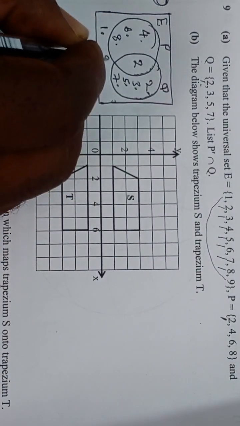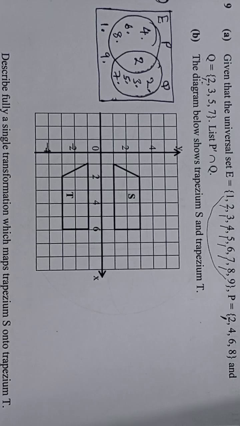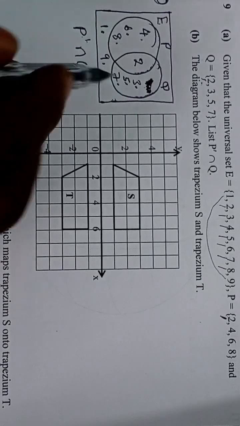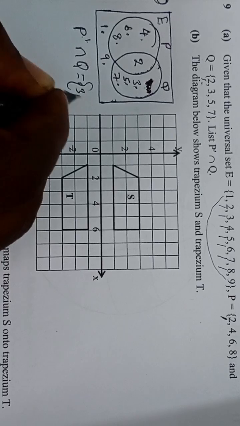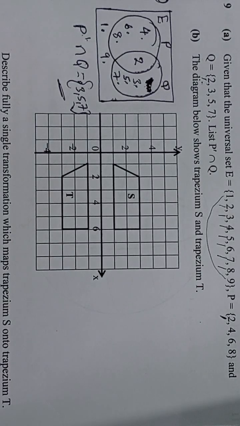So 1 and 9 are elements which are not in set P and set Q, but are in the universal set. But our interest is P complement intersection Q. The elements which are not in P, but are in Q, are 3, 5, 7. So that is P complement intersection Q.